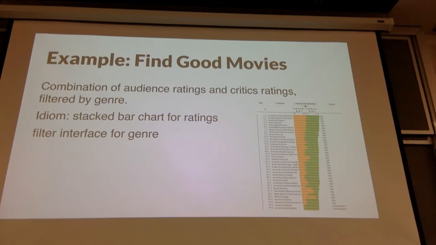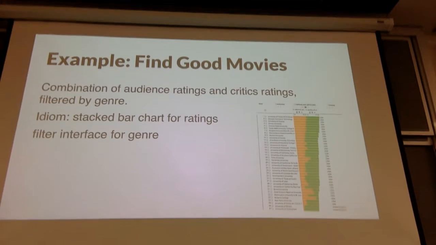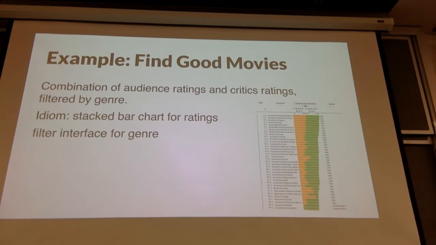So here's one example that I could pick for this find good movie task. I say I want a combination of an audience rating and critics rating. So the decision I made in the previous step, filtered by genre, and I will choose an idiom like a stacked bar chart for ratings, like a sum, an average, or a weighted sum of critics ratings and audience ratings to rank them in a list. So that would be one choice, and then I could have a filter interface for genre.